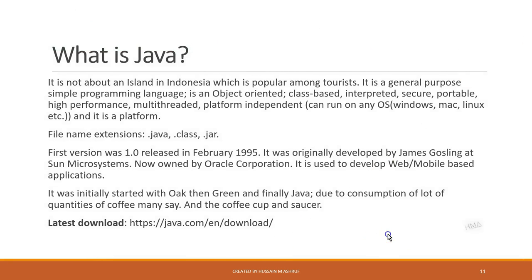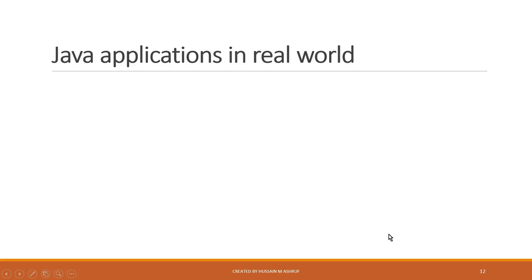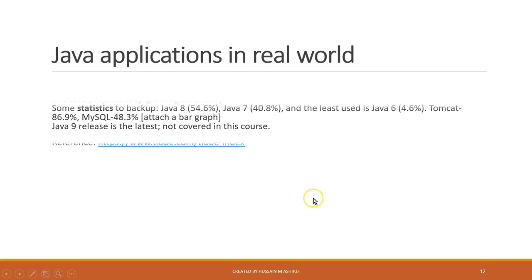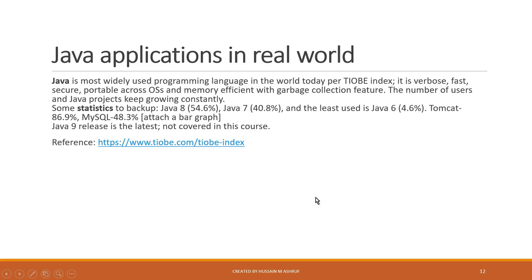So let us move on. Java applications in the real world. Java is the most widely used programming language in the world today, per the TIOBE index. It is verbose, fast, secure, portable across operating systems, and memory efficient with a garbage collection feature. The number of users and Java projects keeps growing constantly. Some statistics to back this up.